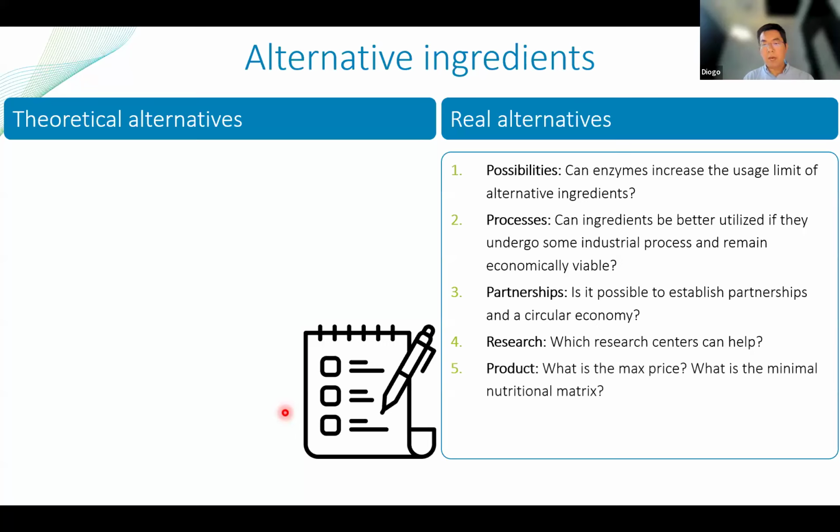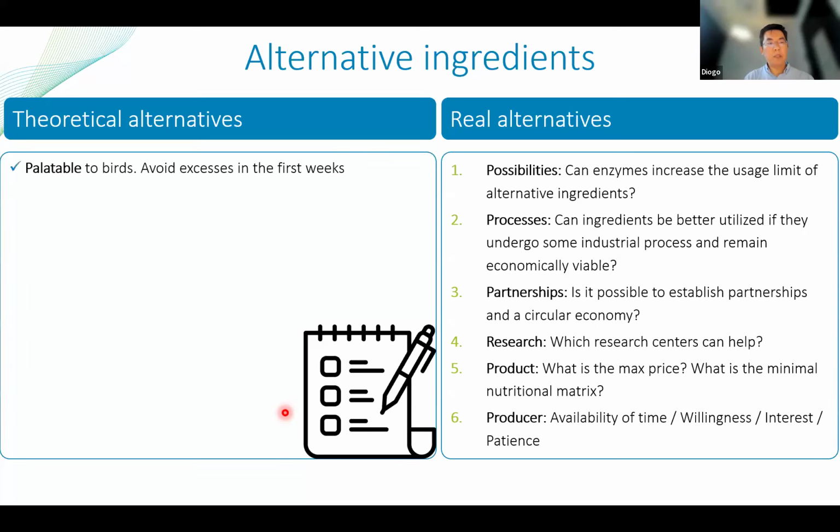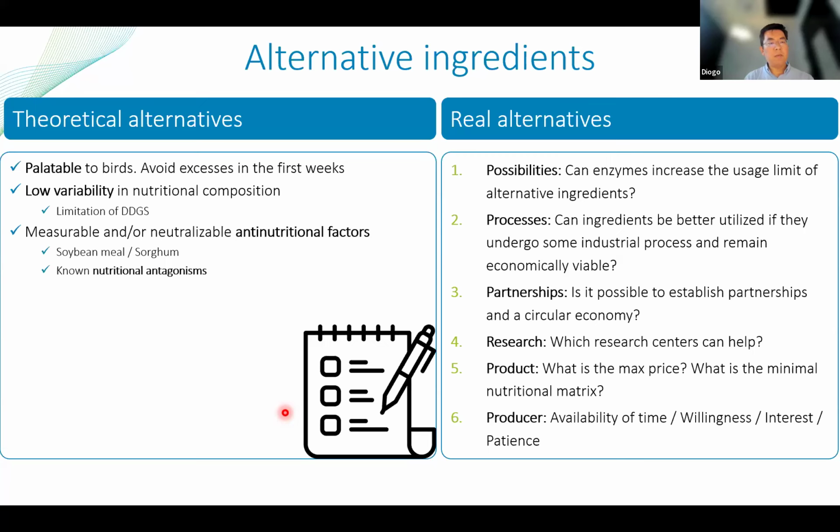What is the max price? What is the minimal nutritional matrix? And the producers, do they have availability of time, willingness, interest, and patience to find these new ingredients? Because the ingredients need to be palatable to the birds, with low variability in nutritional composition. It is a limiting item, for example, for the DGS in some cases.